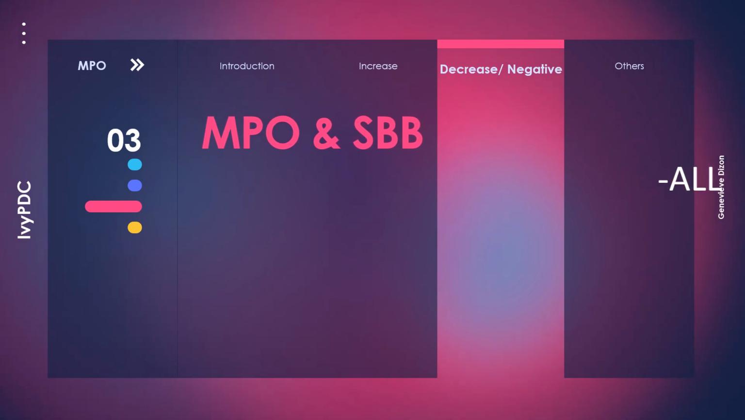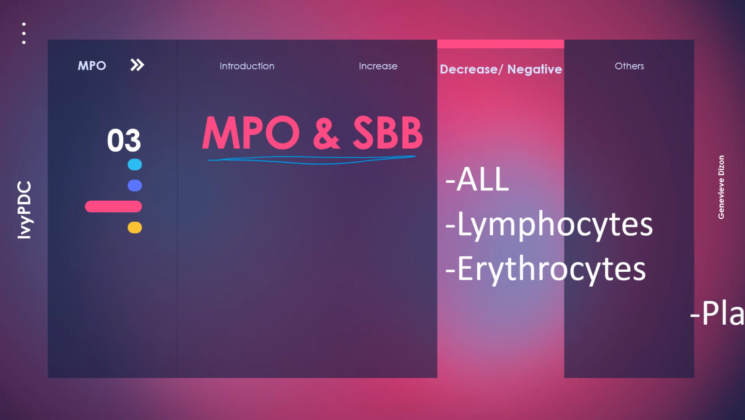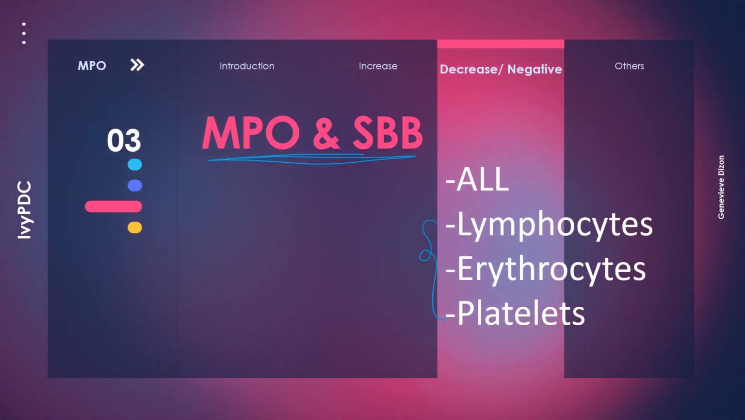Since MPO and SBB would stain the granules present in the cells, therefore cells with no granules will be negative. So that would be lymphocytes, erythrocytes, and platelets. And in a hematologic condition, that would be acute lymphocytic leukemia.